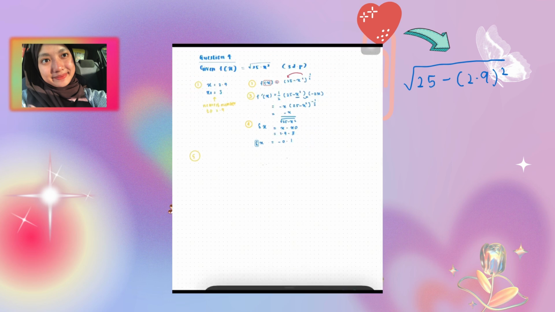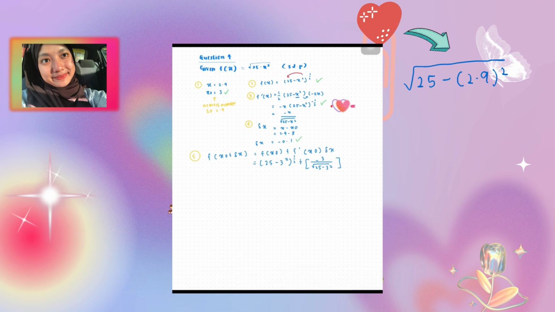Lastly, we need to substitute by using the formula given, which is f in the bracket of x naught plus delta x equal to f in the bracket of x naught plus f prime in the bracket of x naught multiplied by delta x. For the f, we take this function and then we substitute the 3 into the x naught, plus with the f prime, we take this for the f prime and we substitute 3 into the x naught. After that, we multiply with the delta x, which is negative 0.1.